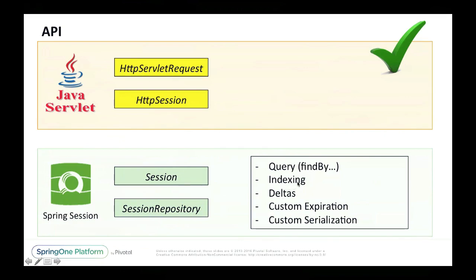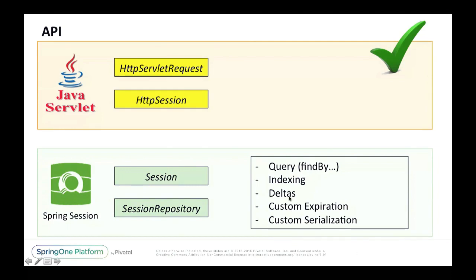And with GemFire and Geode, you can add indexes on those session attributes and make it quick to search by those particular attributes. Imagine if you had an account that had a customer on it and you're trying to look up that customer by name. You can add an index in GemFire and Geode to make that query really quick.